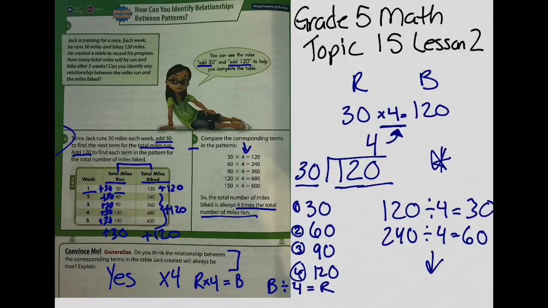So the relationship is, he bikes 4 times as much as he runs, and he only does 1/4 of the running that he does biking. So remember, division can be represented as a fraction.